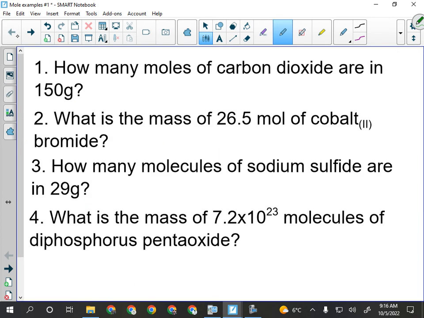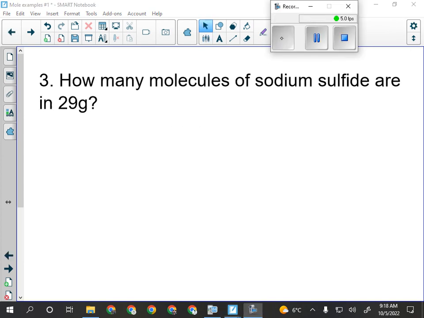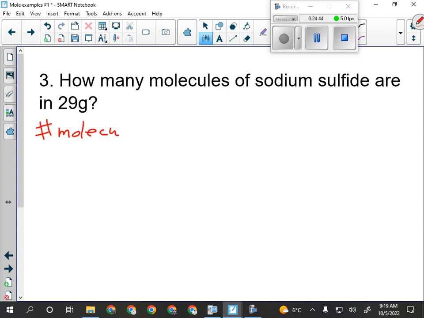All right, how many people have done 3? I'll give you a couple more minutes and we'll go through. All right, let's have a look at number 3. On number 3, we're looking for the number of molecules. So, will I have to use Avogadro's number for this one? I will. Anytime number of molecules is mentioned, either asked for or given, Avogadro's number is going to be involved.